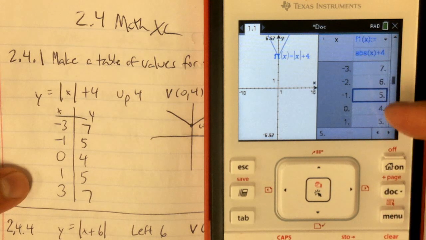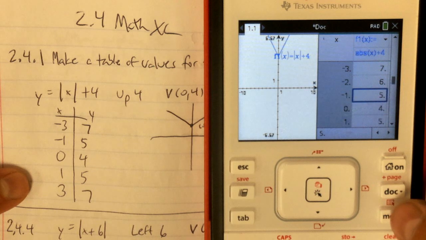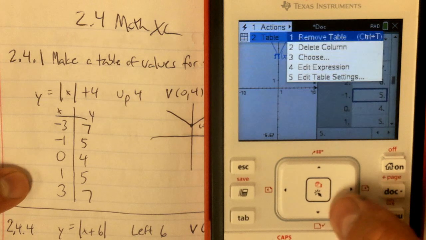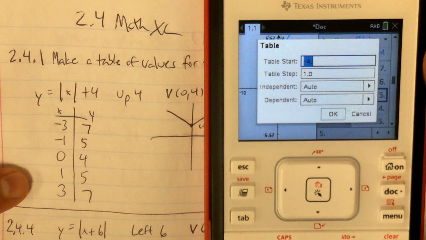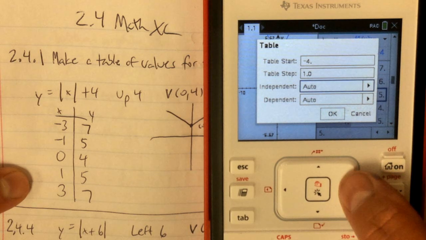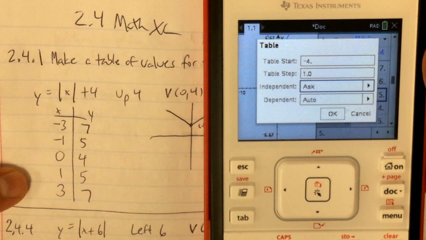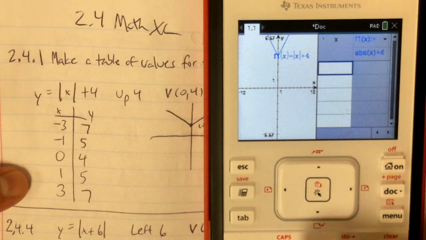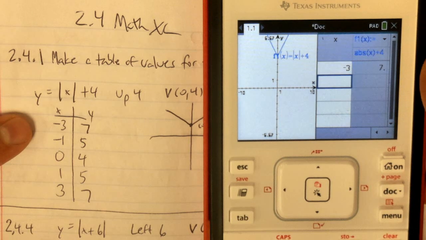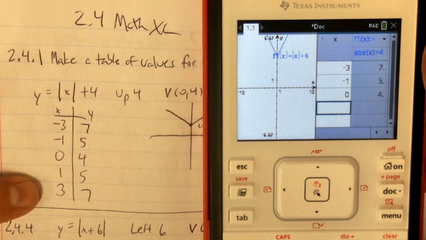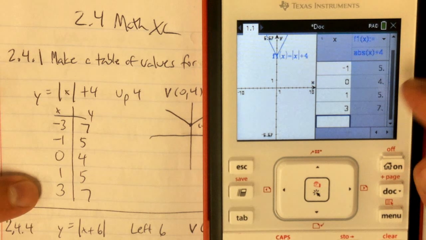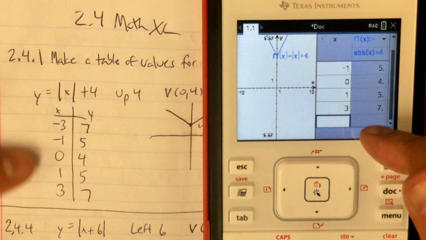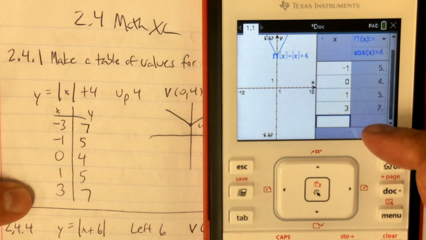And remember, if you don't want to just skip over some, you could go to the table settings and change independent to ask so that you only see what they want. -3, -1, 0, 1, 3. So remember, independent to ask if you want it to look perfect like that.